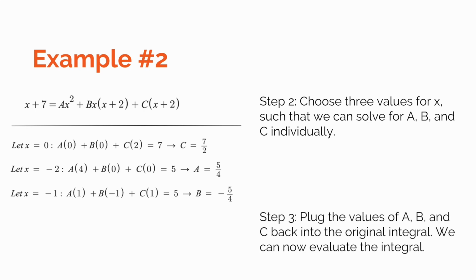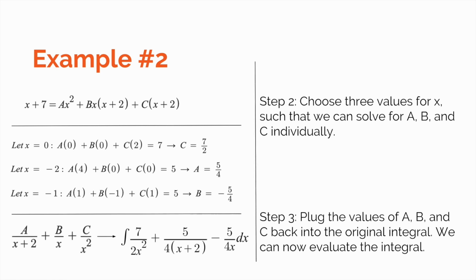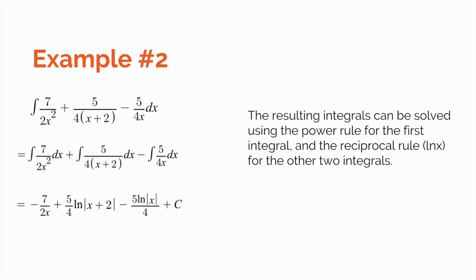Now that we have our three constant values, we plug them back into the integral and we're ready to finish up the problem. Using straightforward rules of integration, we split our integral up into three fractions and evaluate them individually to get negative 7 over 2x plus 5/4 times the ln of the absolute value of x plus 2 minus 5/4 of the ln of the absolute value of x plus c. By the way, don't confuse our constant c here with the constant we used in our partial fractions. They aren't equal to each other. I just forgot to switch up the notation.